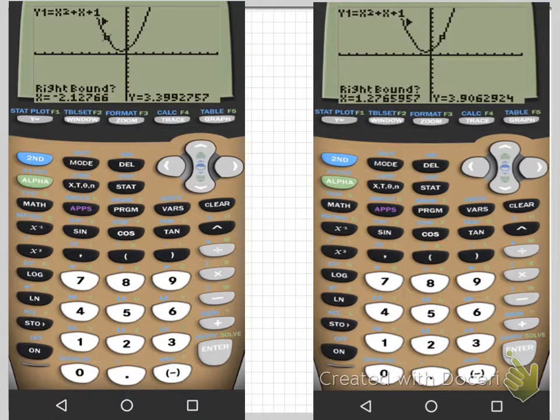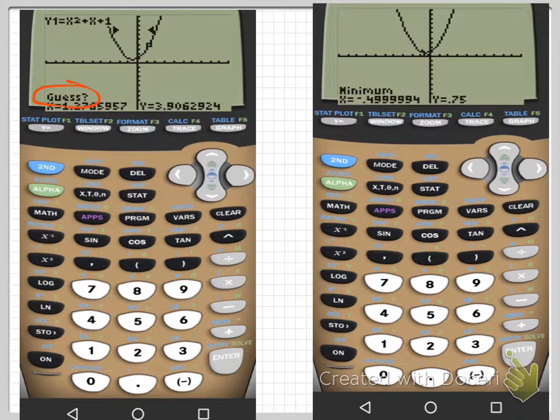So we're going to use the right button, and we're going to go to the right of our minimum. And notice right here, you can look at the right side of the screen now. That is far enough. And when you press enter after that, it'll do the same thing. It'll change the question, and it'll give us a right bound. So notice that we have left bound and right bound, and they're on the left and right sides of our minimum. And it's now asking us for a guess.